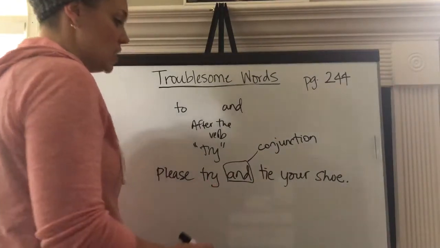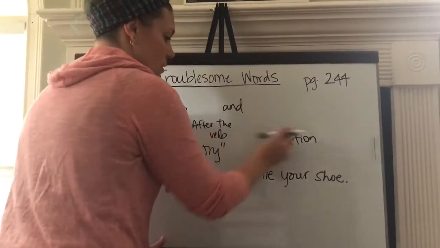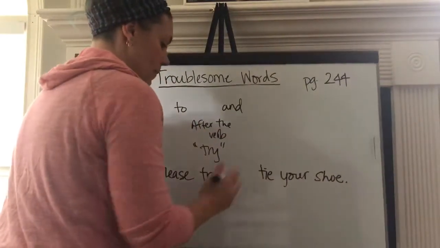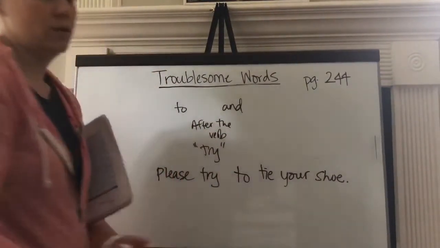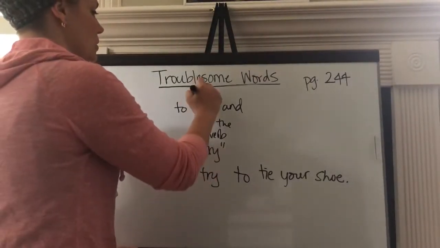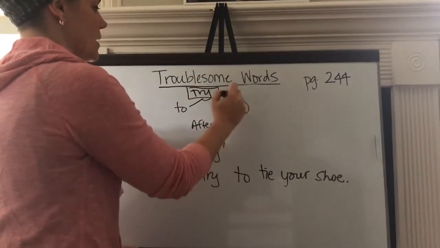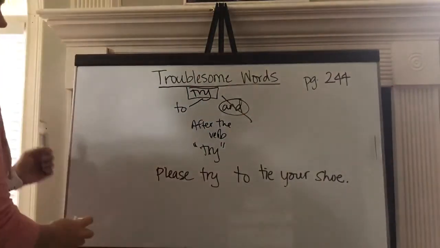So this really should be, please try, not "and tie your shoe," but try to tie your shoe, okay? So with the word try, this verb, we always are going to use "to" and never "and," okay?